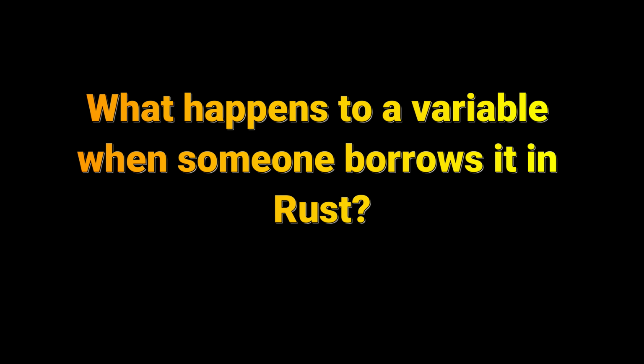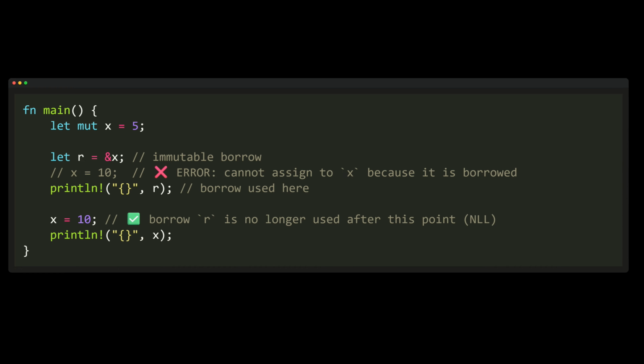Question: what happens to a variable when someone borrows it in Rust? When you create an immutable reference to a variable, that variable becomes frozen. You cannot change it while the reference exists. This is because Rust wants to make sure the value stays the same for anyone using the reference. Once you stop using the reference, the variable becomes unfrozen, and you can change it again. Rust's non-lexical lifetimes feature helps by letting you use the reference, then change the variable after the last time the reference is used.